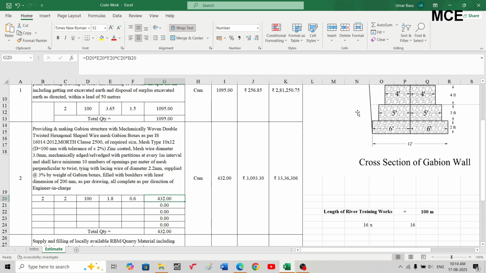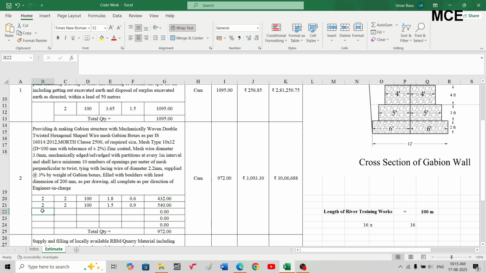The next Gabion box is 5 feet width and depth 3 feet. Again two Gabion boxes, placed symmetrically. So for two river banks, two Gabion boxes, 100 meter length, bottom width 5 feet, which is 1.5 meter, and depth is 3 feet, which is 0.9 meter. So it will be 540 cubic meters.